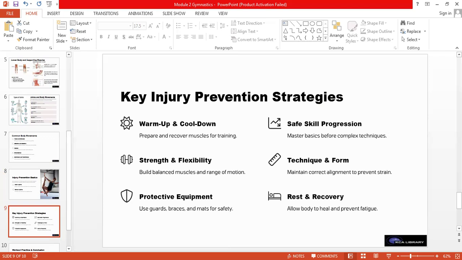Also, you need to master the basics before complex techniques. So instead of going straight to the complex techniques and progressions, it's very important you start from the basics so that you'll be able to prevent injury. Also, in prevention of injury, you need to maintain correct alignment to prevent strains. And lastly, you need to allow your body to heal and prevent fatigue. So it's a form of rest and recovery. You let your body rest and also heal to prevent fatigue.